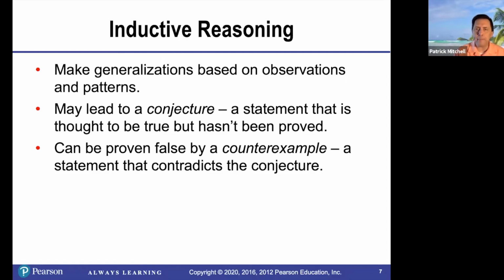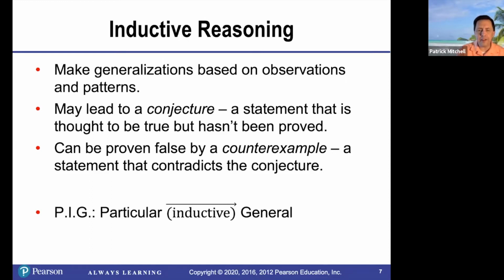So in the previous example, the conjecture could have been, if you keep up this pattern, you will always get a sum that contains all ones as its digits. And that example that we looked at the end was a counterexample. It showed that that doesn't always work.